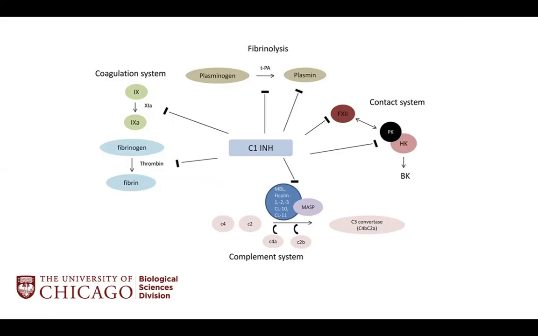So if you have no C1 inhibitor, you're going to make too much bradykinin. You're going to be predisposed to have angioedema. So why do we check C4 levels? Well, remember, if you have no C1 inhibitor to turn off that C1, it is going to keep splicing C4 to C4A and C4B. So you're going to just use it all up.